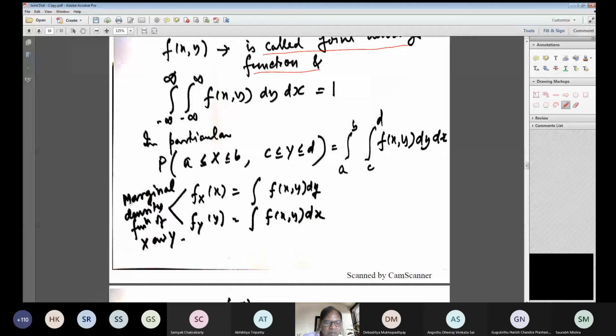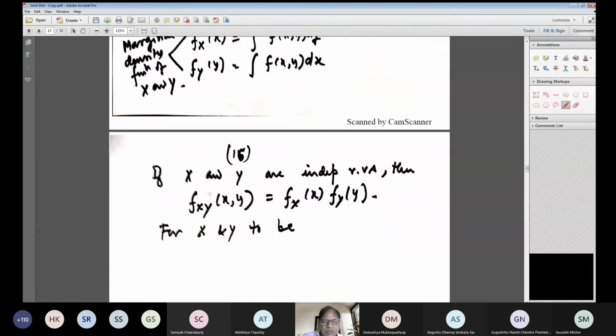These are known as the marginal density functions of x and y. So from the joint density function, one can always find the marginal density function of x and the marginal density function of y. Here also, if x and y are independent random variables, then the joint density function is equal to the product of the respective marginal density functions.